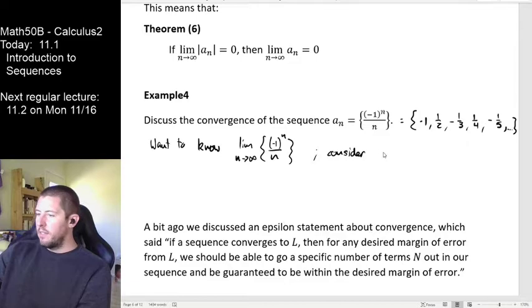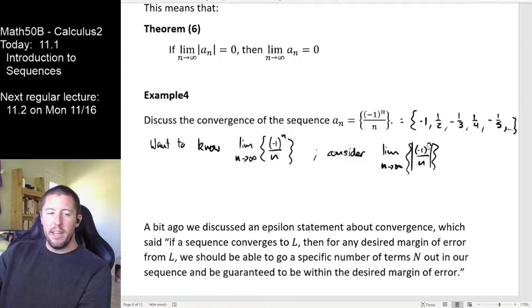So let's instead consider the limit as n goes to infinity of the absolute value of our sequence, (-1)^n over n. The absolute value says don't worry about switching positives and negatives, so it essentially mutes our numerator term. It's always just going to be +1. Therefore, this is the limit as n goes to infinity of 1 over n. And we know what happens here: if we let n get infinitely large, this is going to be 0.